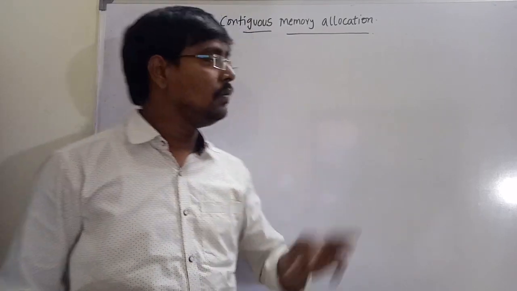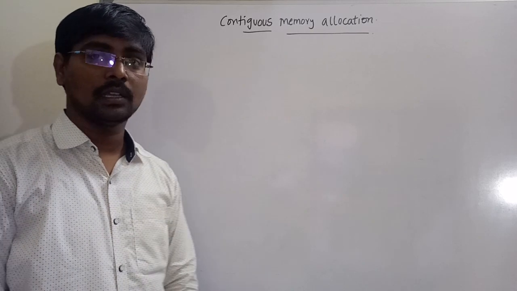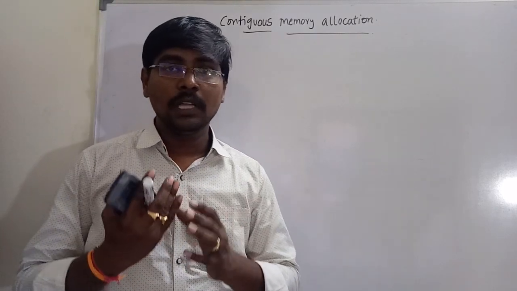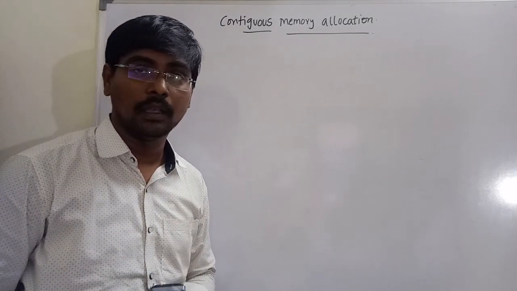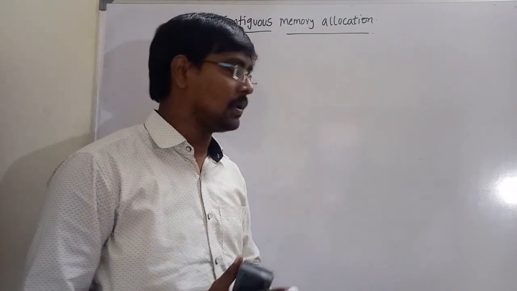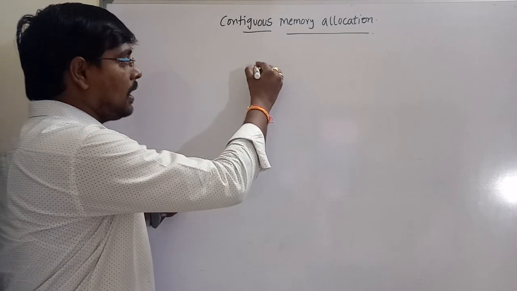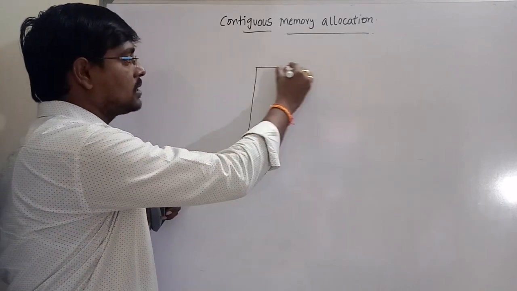In this session, we will discuss contiguous memory allocation. Suppose a process wants to execute; it must be in the main memory. Main memory has to accommodate space.